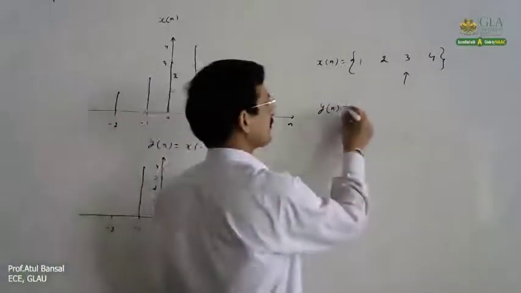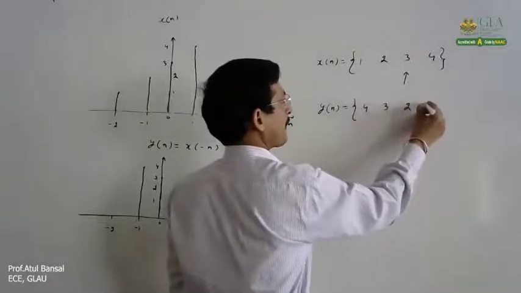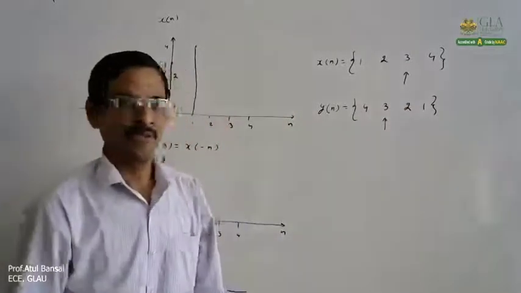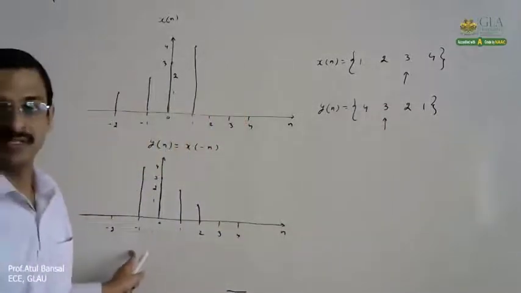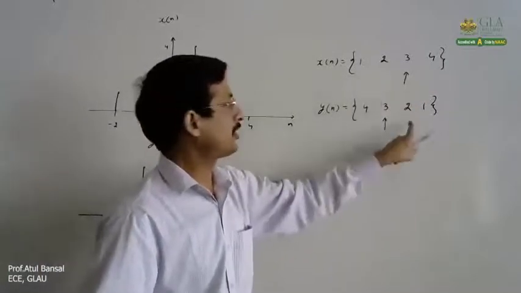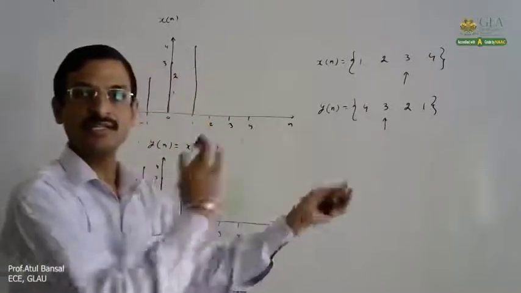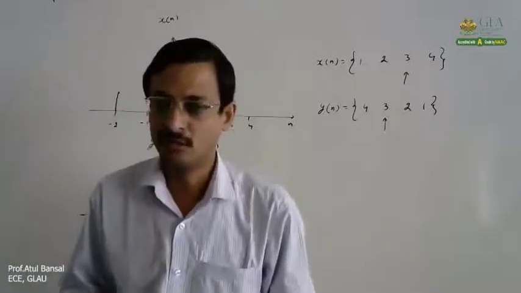Now at n equal to 0 it is 3, again the same thing. But at n equal to minus 1 it is 4. And at n equal to 1 it is 2, and at n equal to 2 it is 1. So the signal gets reversed. That is the example for time reversal.